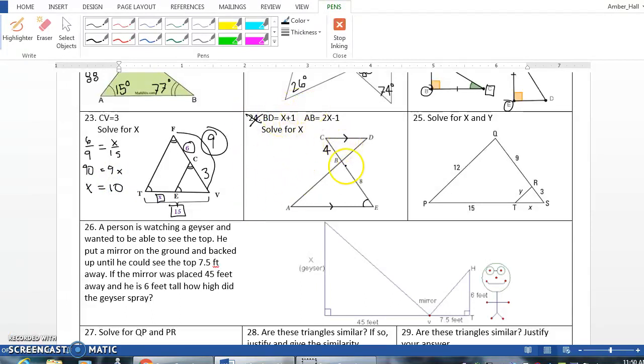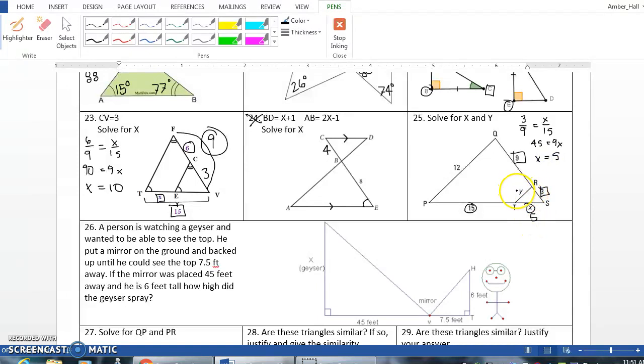We're going to skip over number 24. There was an error in making the problem. So, 25, solve for X and Y. To be able to solve for X, we know that X and 15 correspond, so 3 and 9. We're setting up the same ratios each time. So 3 over 9 equals X over 15. Cross multiply and you get 45 equals 9X. So X equals 5.